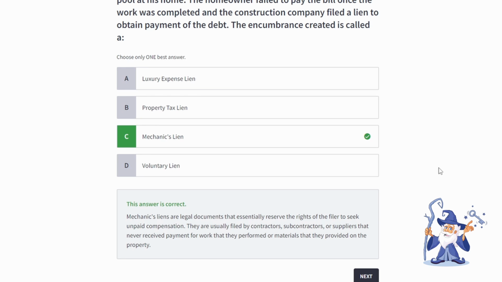So some of you guys might have put D for this one, voluntary lien. It is not a voluntary lien. It would be an involuntary lien. Remember, mechanics liens are considered involuntary.